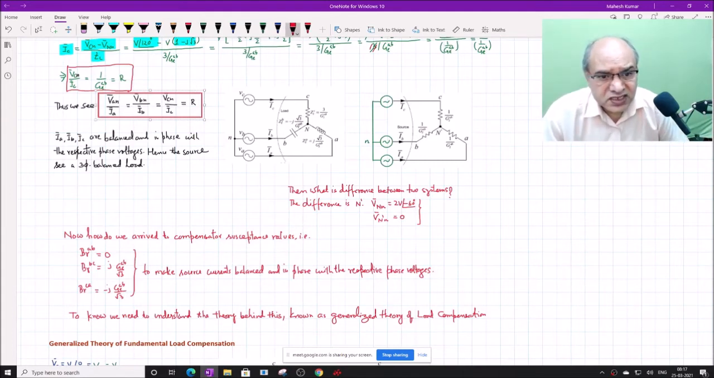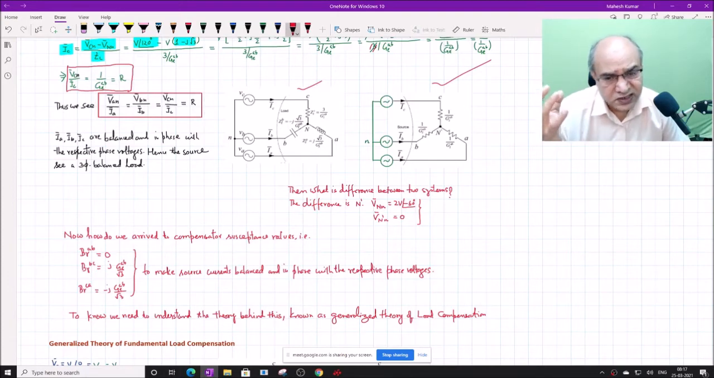What the source sees is this. What you have on the load side is this. So there are two different experiences. One experience is from the load side, another experience is from the source side. So the source sees the circuit as a balanced three-phase circuit. However, the load has a different configuration. What is the equivalence between these two circuits?